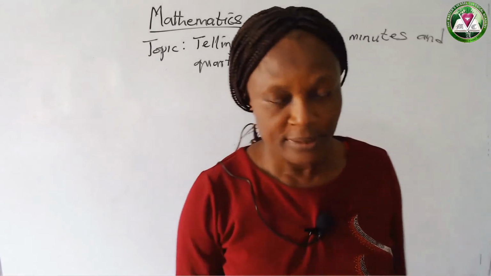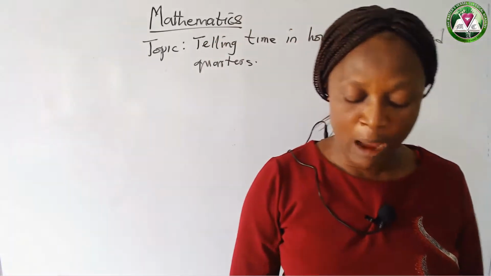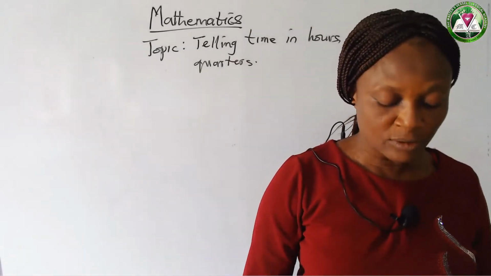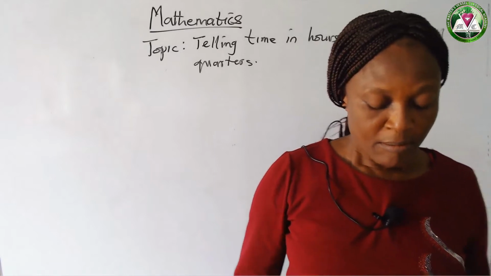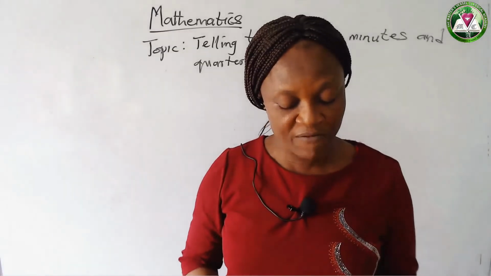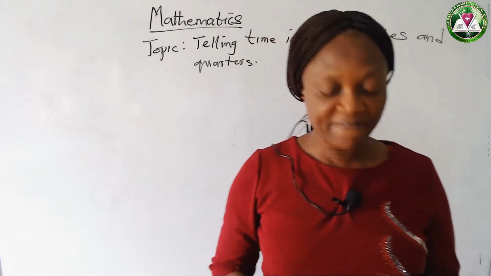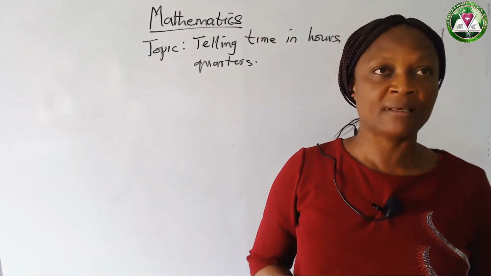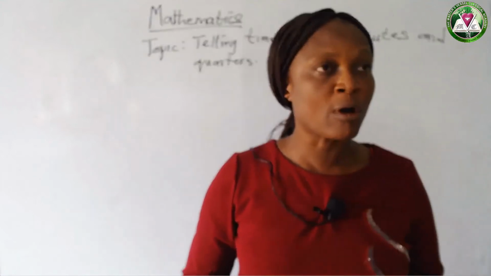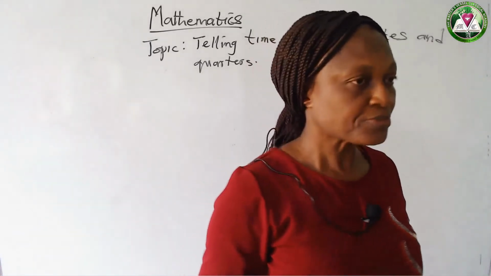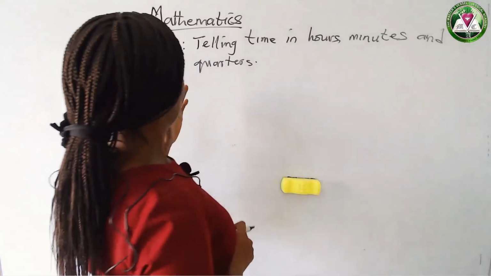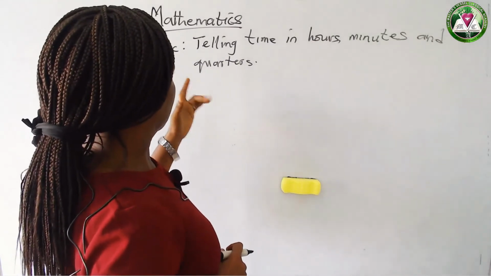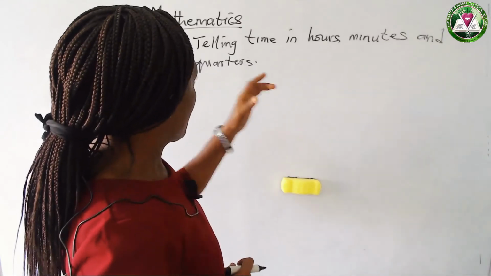1. Tell time in hours, minutes, and quarters. Mention different types of clock. Identify longhand and shorthand on the clock face. And lastly, draw a clock. So, we are going to take telling time in hours.